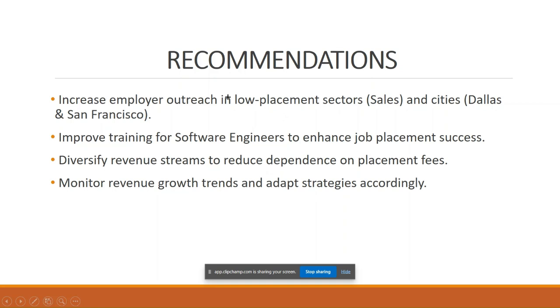Again, finally, the low placement sector sales as well as the low placement rate of cities of Dallas and San Francisco should be targeted. And specifically, the job roles of software engineers should be improved to enhance the job placement. And similarly, for sales, the sales should have a better skill set, a better variety of skills to improve their placements. And also, the revenue streams should be diversified so that it does not only focus on placement but also focuses on training as well.